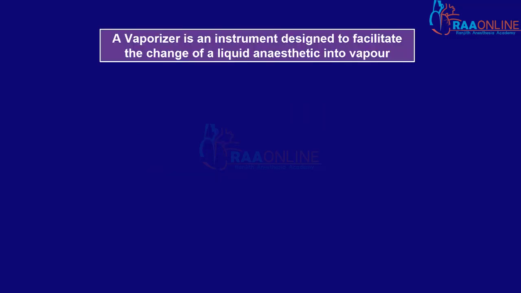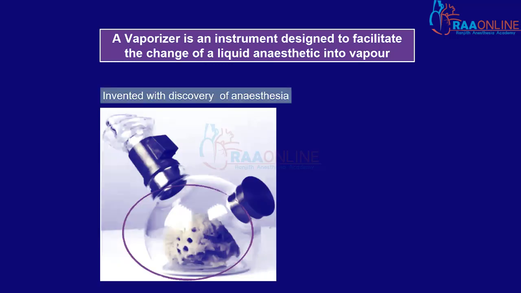A vaporizer is an instrument designed to facilitate the change of liquid anesthetic into vapor. That means whenever you want to use a liquid anesthetic agent in its vapor form, you have to use a vaporizer. You will be surprised to appreciate this: the invention of the vaporizer was at the same time anesthesia was discovered, in the same year, 1846.